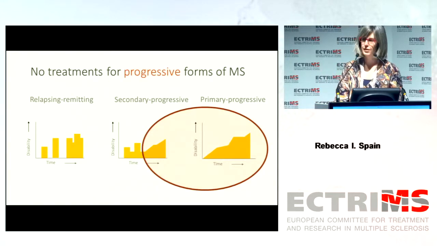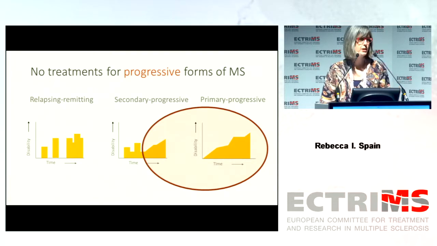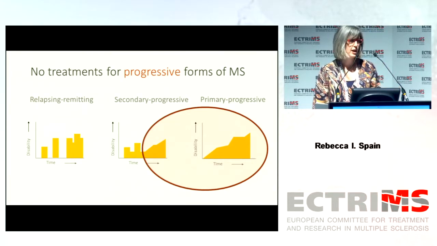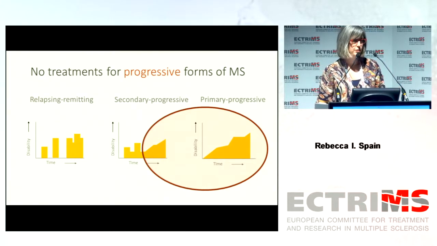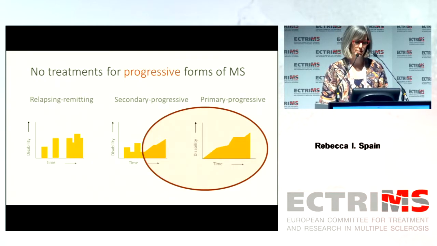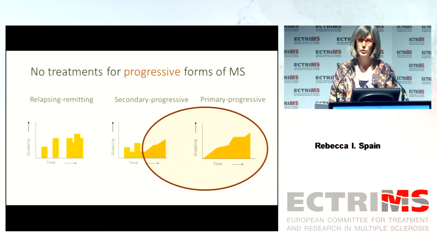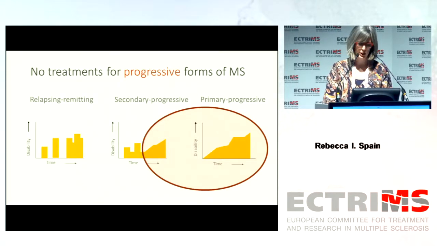Because of the collective efforts of many, we are fortunate to be practicing neurology in an era of many effective disease-modifying therapies for relapsing MS. However, DMTs for progressive MS, especially those with long-standing disease and advanced disability, are still sadly lacking.